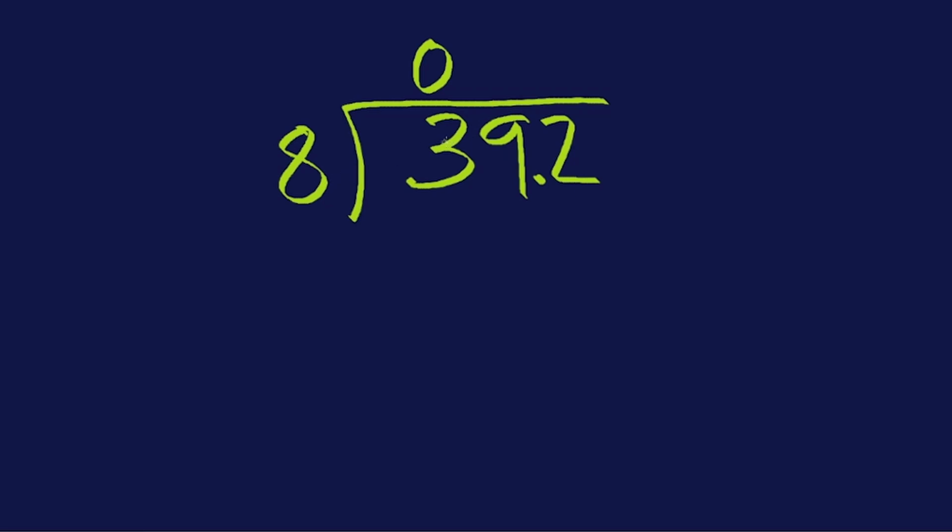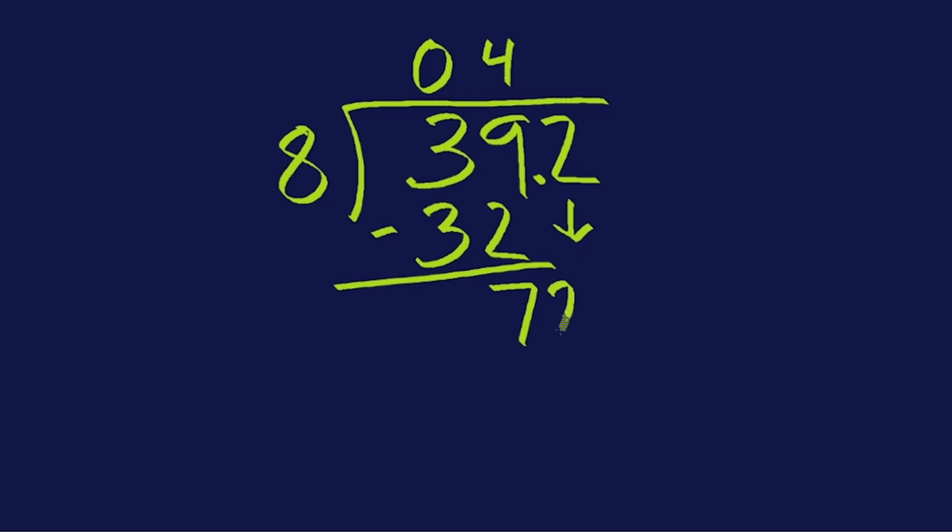How many times does 8 fit into 39? And it'll fit 4 times. 8 times 4 is 32. Now I can subtract. 9 minus 2 is 7. 3 minus 3 is 0. So just have that 7 there. The next step is bring down like normal.